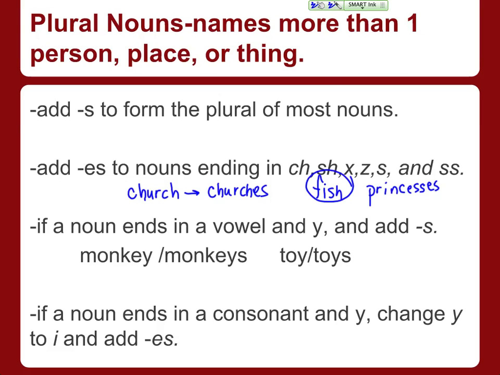It says if a noun ends in a vowel and a Y, you add S. So monkey would turn to monkeys by just adding the S because it ends in a Y. If you have one toy, all you would do, since it ends in a Y, is add an S. Okay? If a noun ends in a consonant and a Y, you would change the Y to an I and add ES. Who could give me an example of that one?